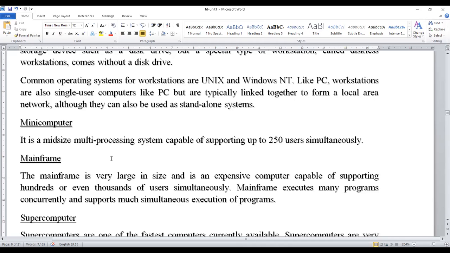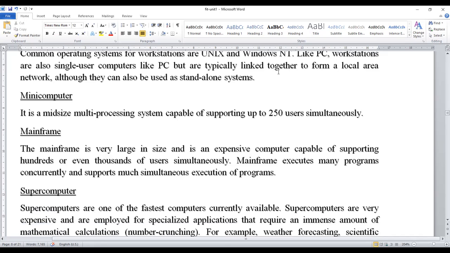Mainframe. The mainframe is very large in size and is an expensive computer capable of supporting hundreds or even thousands of users simultaneously. It can support up to thousands of users simultaneously. Mainframes execute many programs concurrently and support simultaneous execution of programs. Okay, those are the mainframe computers. So we'll have a look at mainframe computers also.